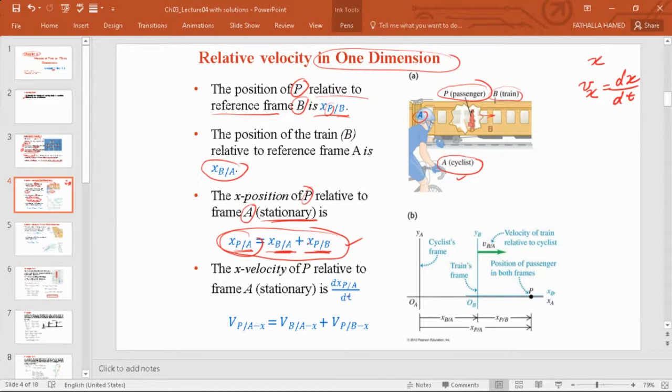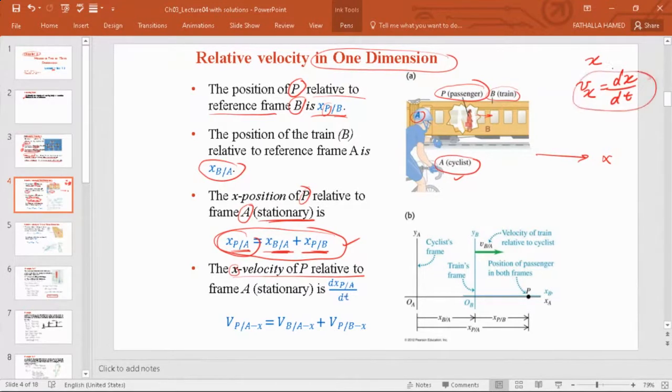Now, if we want to get the velocity, then the velocity of the passenger, and we use x here because it's only moving along the x-axis, it's one-dimensional, it will be dx/dt, and of course in this case it will be dx of the passenger relative to the observer over dt, and of course dx_P/A over dt will give you v_P/A,x, and x here meaning along the x-axis because it's one-dimensional motion, it's a velocity here.